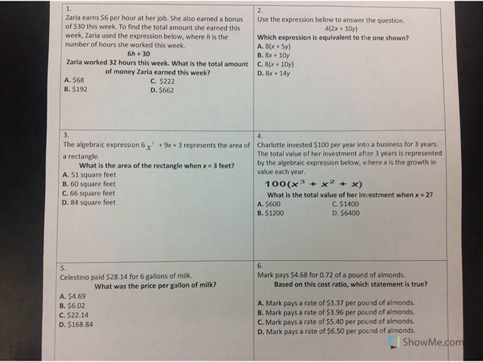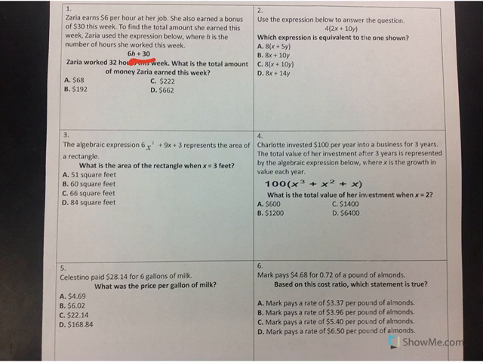I'm going to read it. It says, Zaria earns $6 per hour at her job. She also earns a bonus of $30 this week. To find the total she earned this week, Zaria used the expression below where H is the number of hours worked. So I have my equation, 6H plus 30.